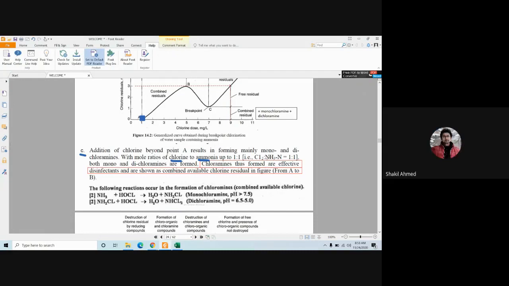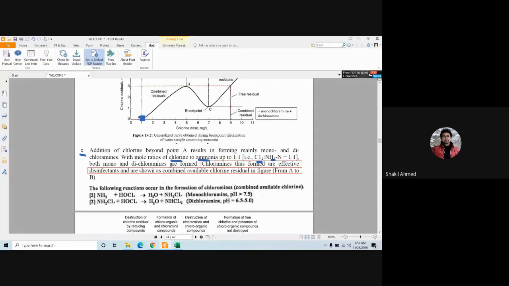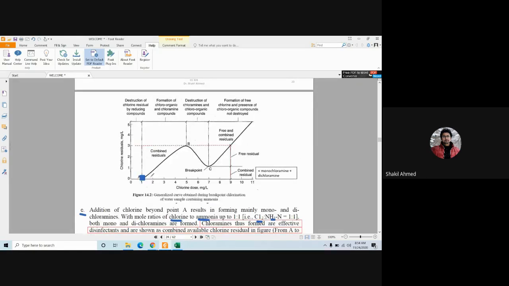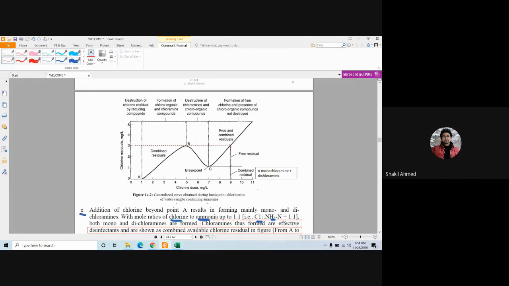So you have chlorine and ammonia nitrogen, that's why you can call it ammonia nitrogen, 1 is to 1. So mono and dichloramine are formed. Chloramines thus formed are effective disinfectants and therefore are shown as combined available chlorine residual in the figure from A to B. So this is from A to B.